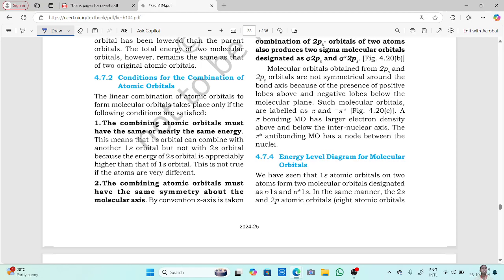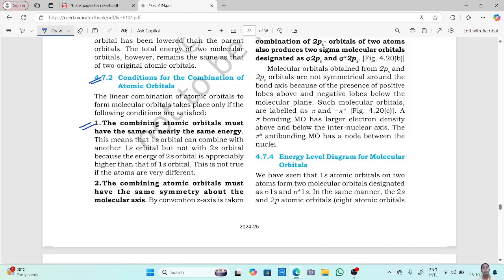Now, the second thing is the conditions for the combination of atomic orbitals. What are the conditions that are put forward for the combination of atomic orbitals? The linear combination of atomic orbitals to form molecular orbitals takes place only if the following conditions are satisfied. The LCAO concept of molecular orbitals applies only when these conditions are satisfied. Now, what are the conditions?